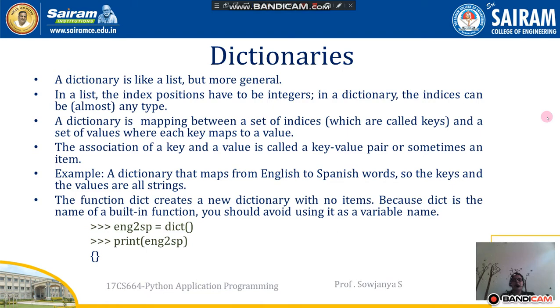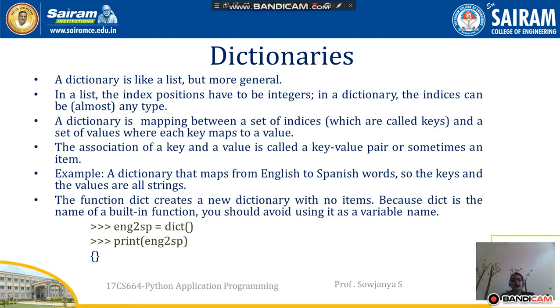In a similar way, we can say a dictionary is also a list in general, but in a list the index positions should be integers, like we have discussed, right? A list has index positions which are integers, whereas in a dictionary the indices can be of any type. That means it can be a string or an integer. Okay, so I can say our dictionary is a mapping between a set of indices, and those indices are called the keys.